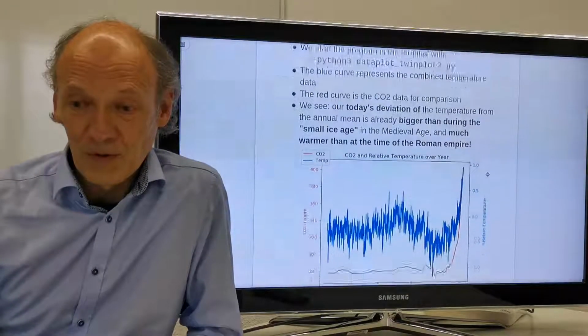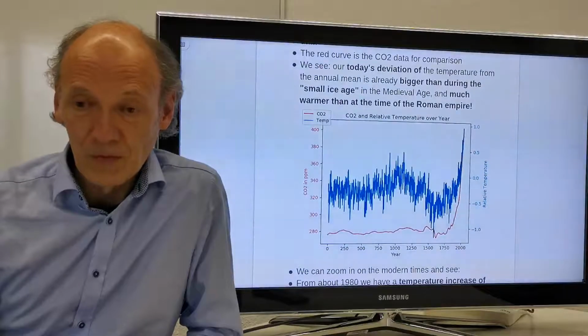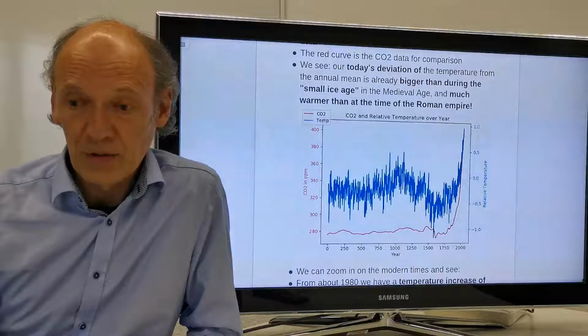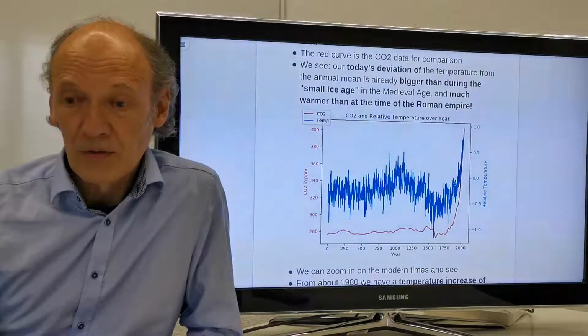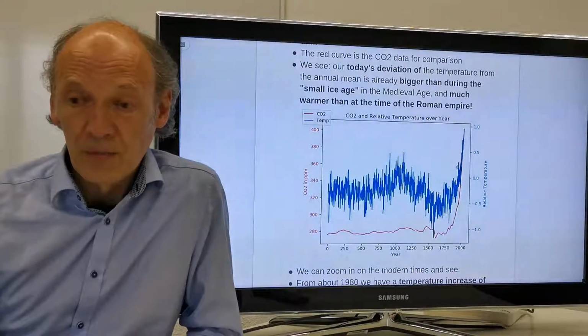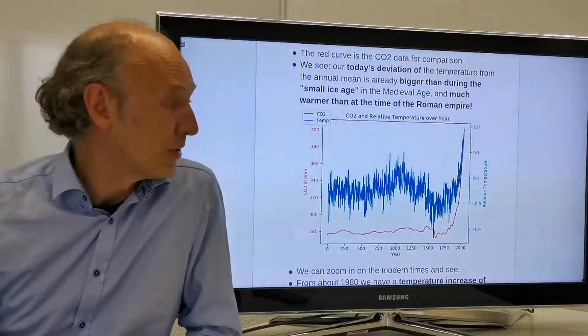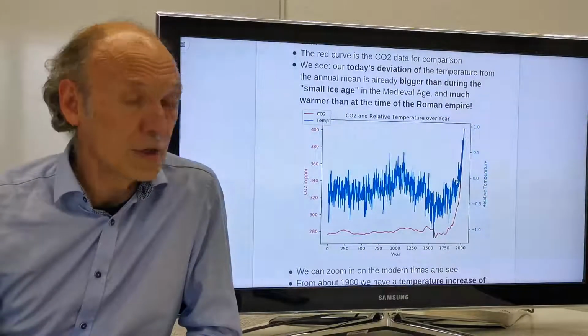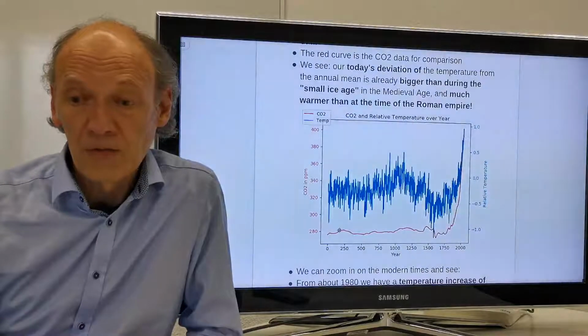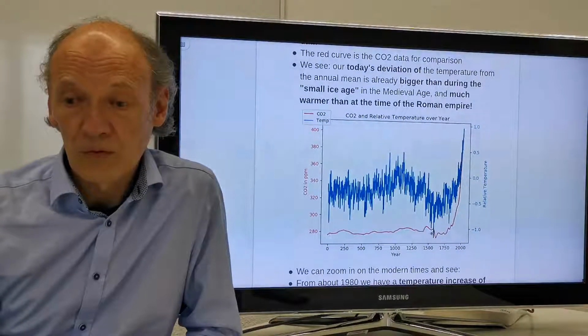So here we can see the plot. The blue one is the temperature data, and here we can see the data from the more recent times, starting 1880. And you can see there's actually a good fit. So that shows they have a good accuracy. And here you can see the CO2 data, the CO2 plot.